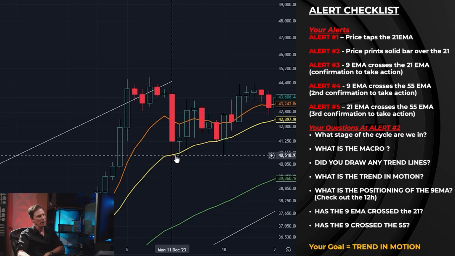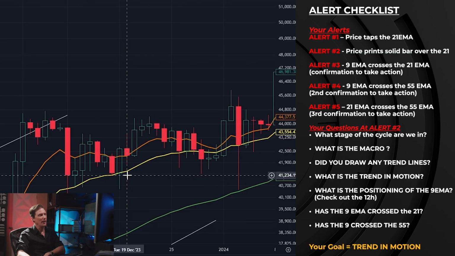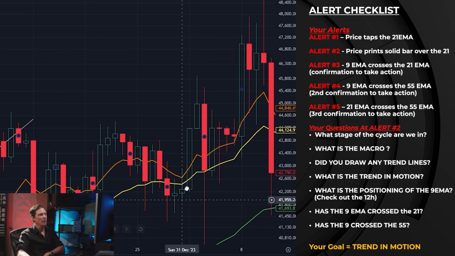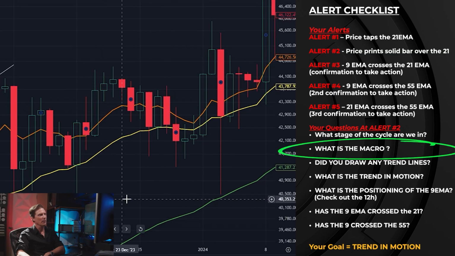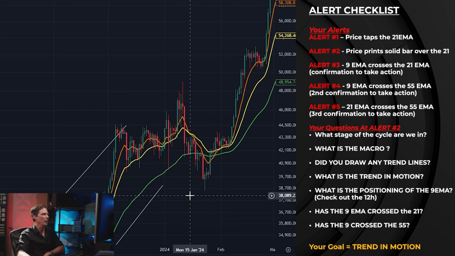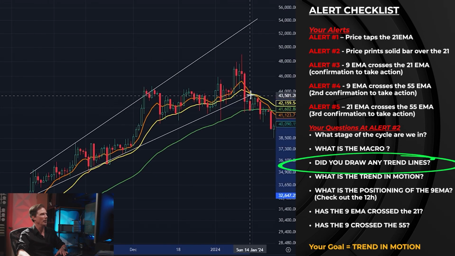We've tapped the 21 again, okay? We've tapped the 21 a second time. And now we have finally printed a candle over the 21. What is the macro? The macro has been going up for a long time. It's been going up for like months. Things can only go up for so long, right? Did you draw any trend lines? Fine, I'll draw some trend lines, right?